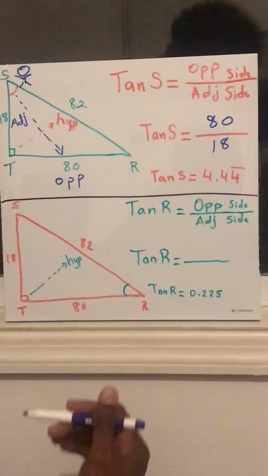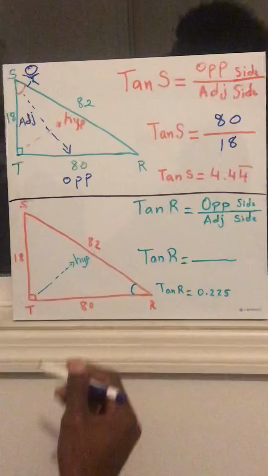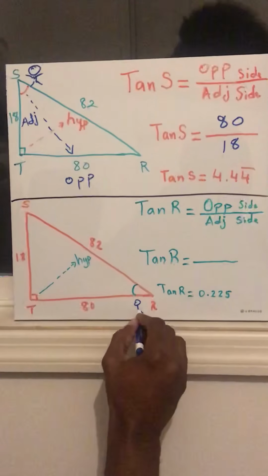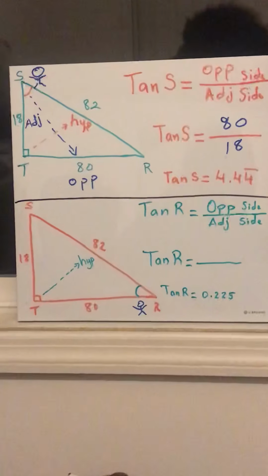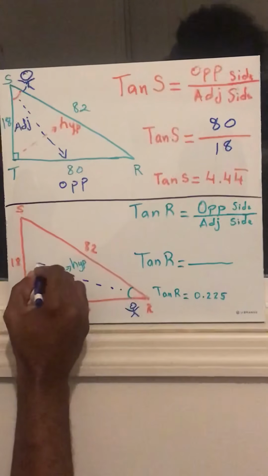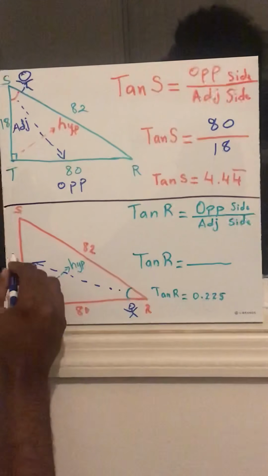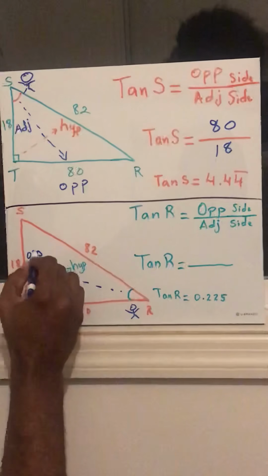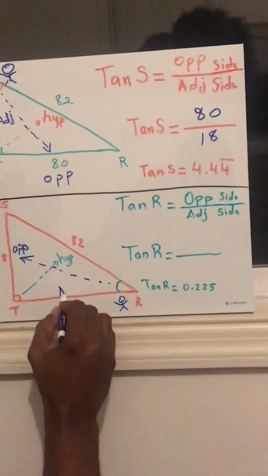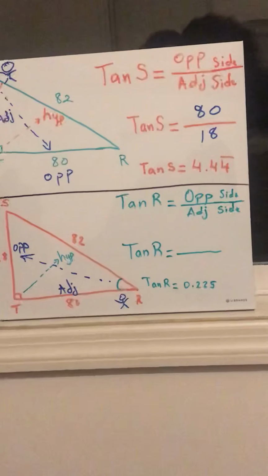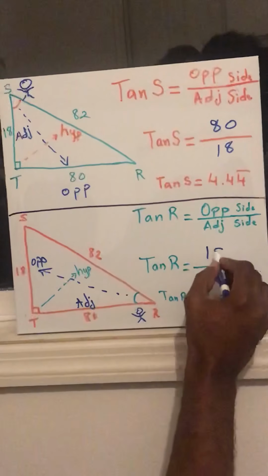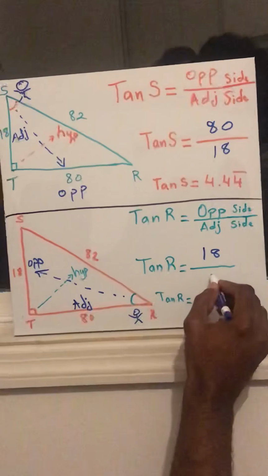Now let's look at the second triangle. I want to find the tangent ratio for R. If I'm standing at R, I'm going to be here. I'm not good at drawing, that's why I'm a math teacher. So from R, I draw something going here. That's going to be my opposite side. Now I've got only one side left, which is the adjacent. So that's my adjacent.